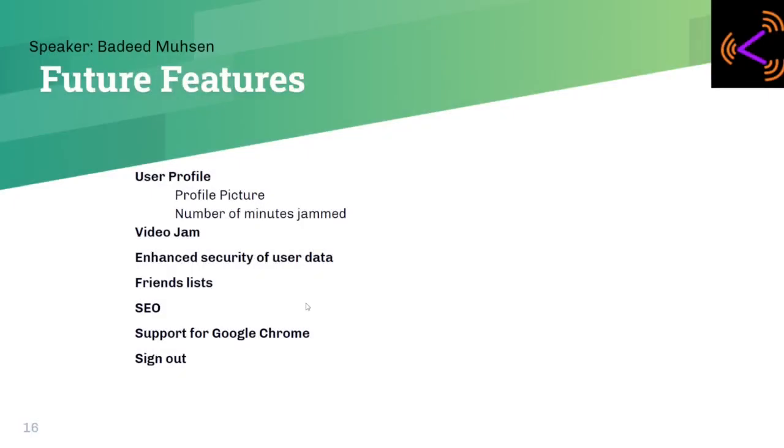For future features, we're trying to implement user profiles by making a user be able to use their profile picture and show number of minutes jammed, maybe a video jam session, and enhanced security for user data. A friend list is an important thing we were trying to implement, as well as search efficiency optimization. If you ever want to make our site go live, that's a very important thing we should focus on.